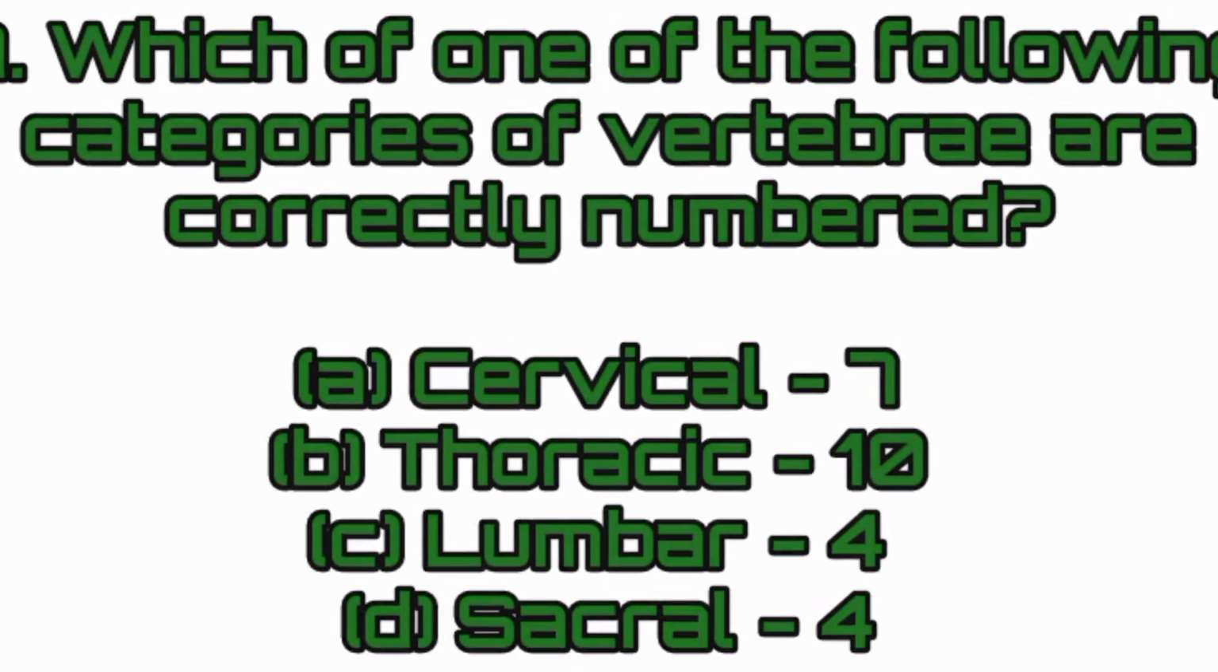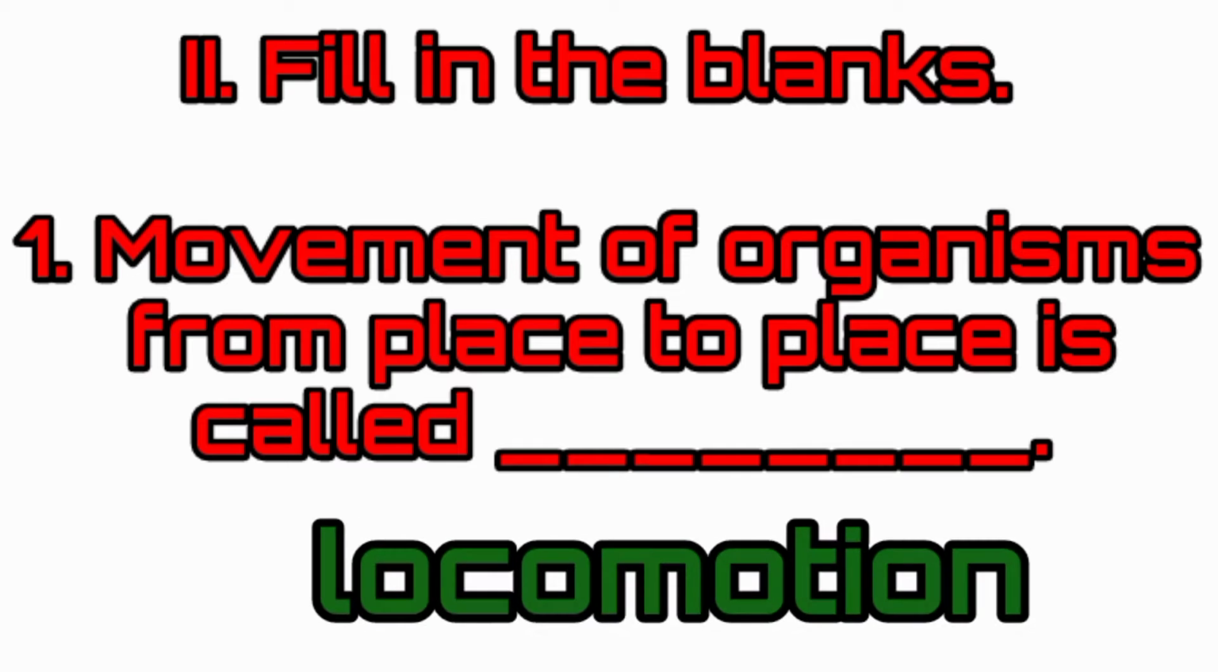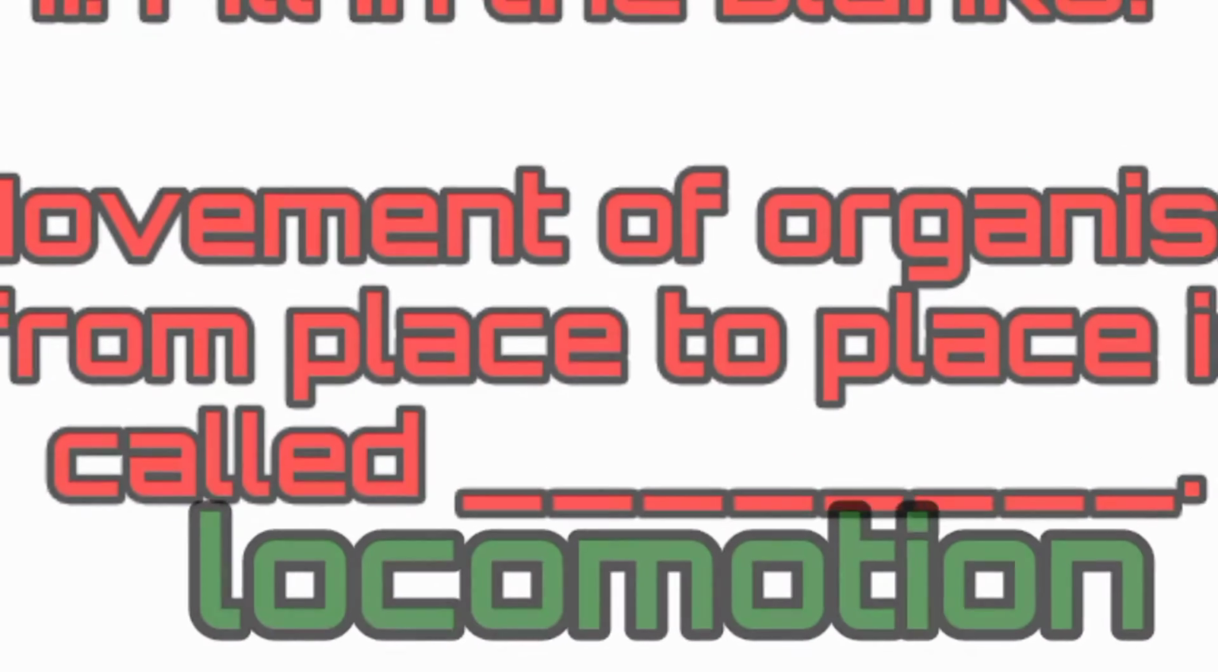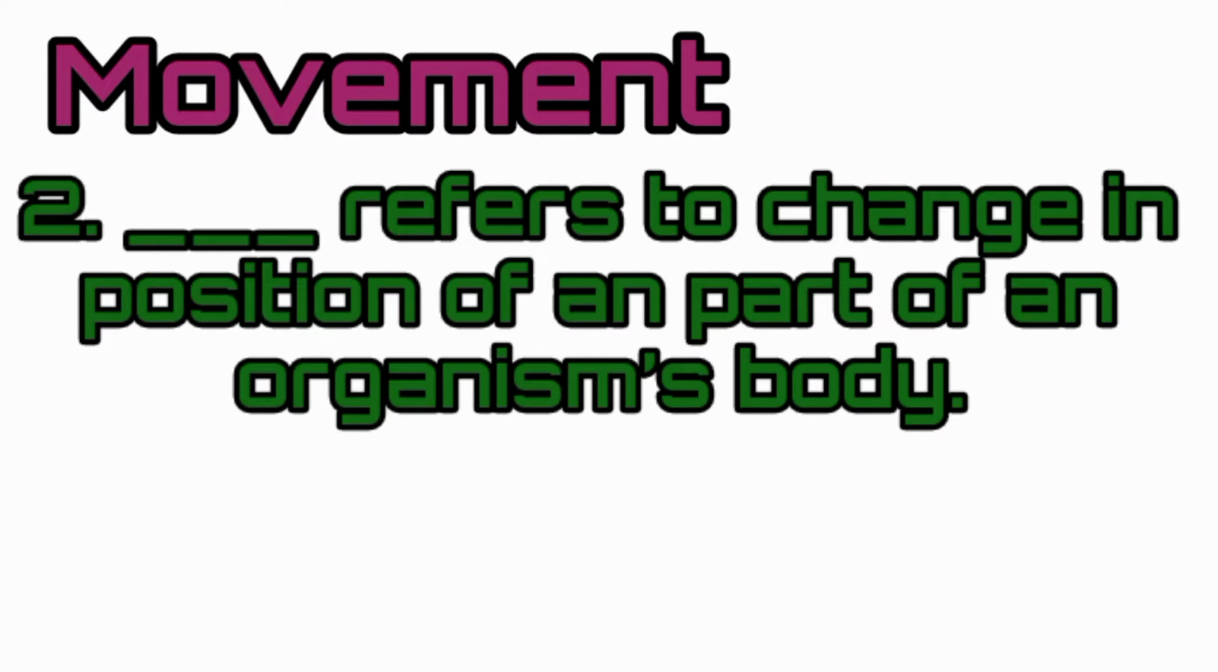Fill in the blanks. Movement of organisms from place to place is called dash. Answer: locomotion. Movement of organisms from place to place is called locomotion. Dash refers to change in position of the part of an organism's body. Answer: movement. Movement refers to change in position of the part of an organism's body.